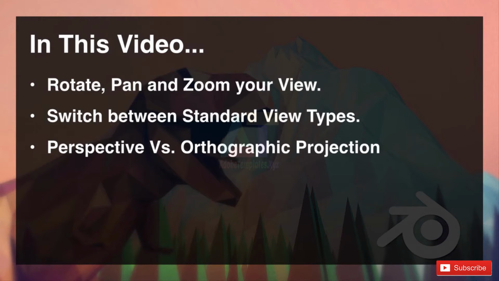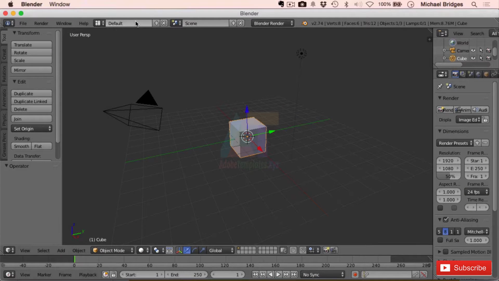In this video we're going to learn how to rotate, pan and zoom your view so you can manipulate and look at your model from any angle you wish. We're going to show you how to switch between the standard view types. And finally, we're going to go through perspective versus orthographic projection and show you when you might want to use those. Let's hop straight over to Blender and do some more.